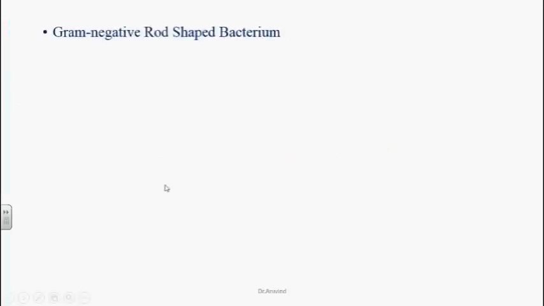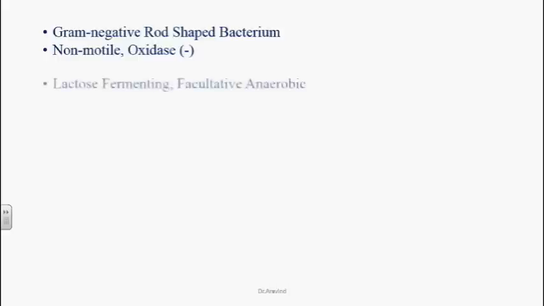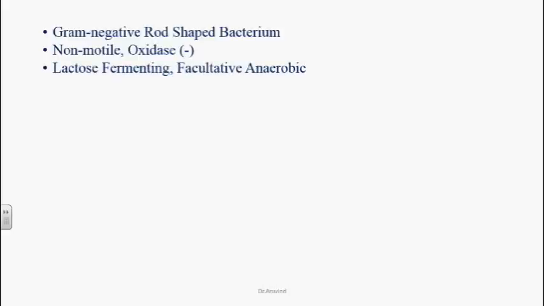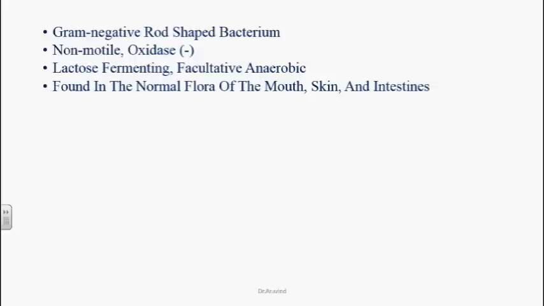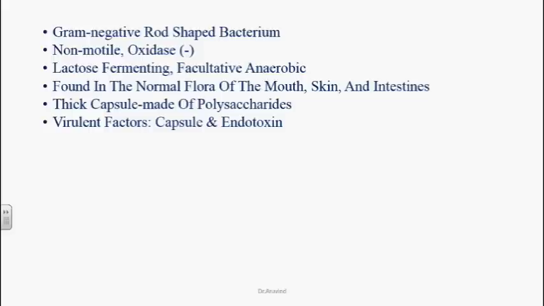These organisms are gram-negative rod-shaped bacteria, non-motile and oxidase-negative, lactose-fermenting, facultative anaerobes, found normally in the mouth, skin, and intestinal flora. These organisms have a thick capsule made up of polysaccharide, and because this capsule is very thick and viscid in nature, it can sometimes be called a slime layer. The virulence factors for these organisms are the capsule and endotoxin.